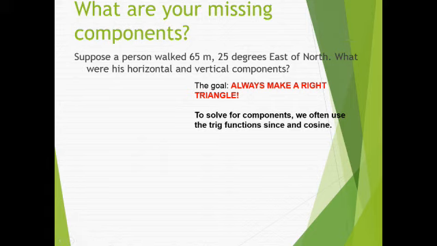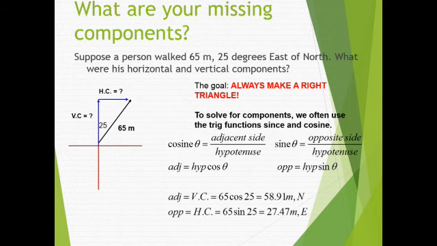Here's another method if your components are missing. A person walks 65 meters 25 degrees east of north. What are his horizontal and vertical components? The goal is to always make a right triangle. To solve for components, we often use the trigonometric functions sine and cosine. Cosine equals the adjacent side over the hypotenuse, and sine equals the opposite side over the hypotenuse.